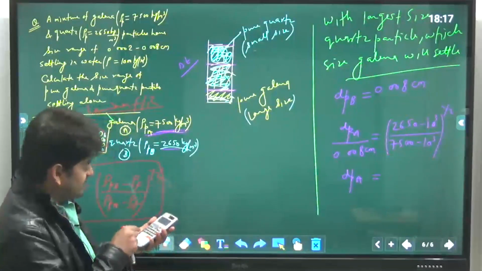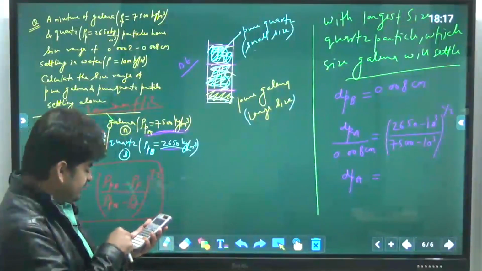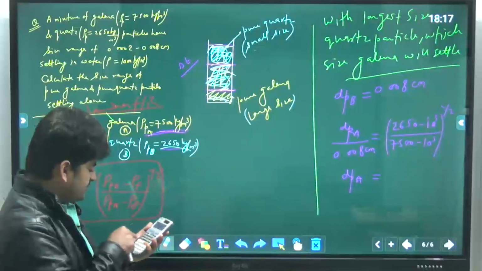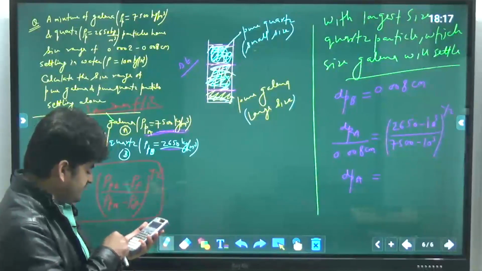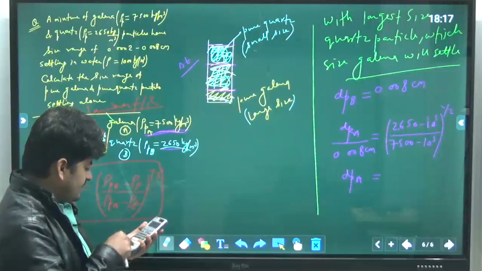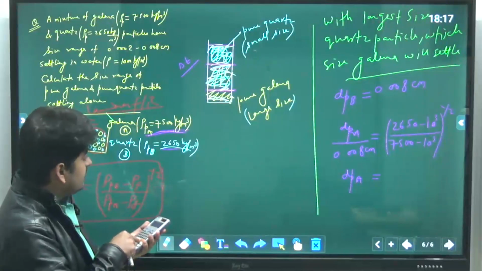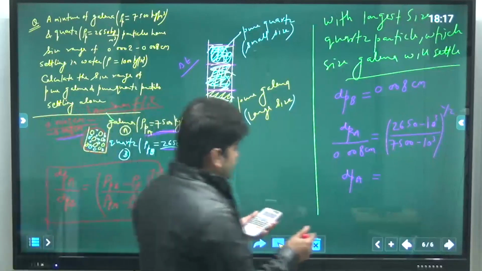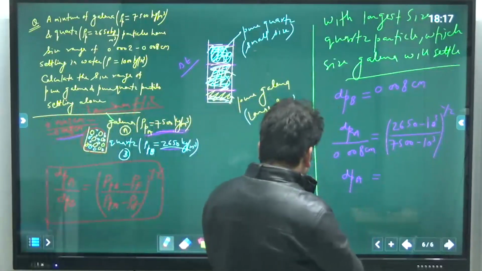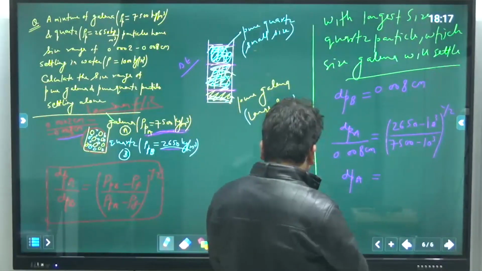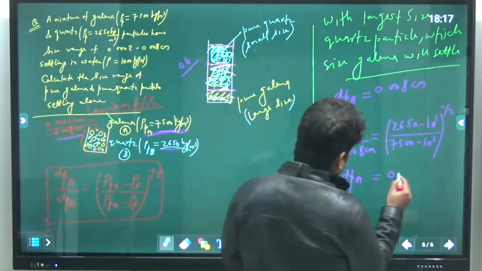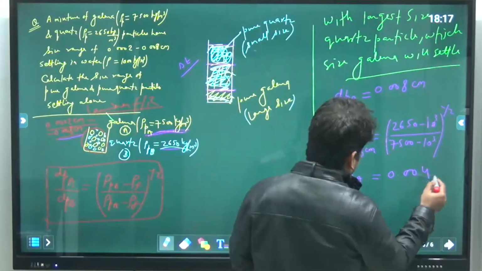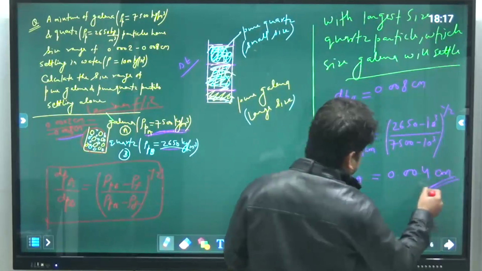Let's try to calculate dPA here. So it will be 2650 minus 1000 over 7500 minus 1000, square root of answer, multiply by 0.008. dPA will be 0.004 centimeter.